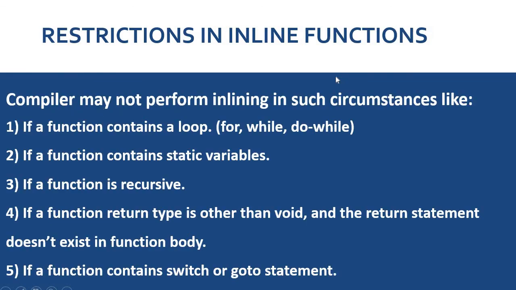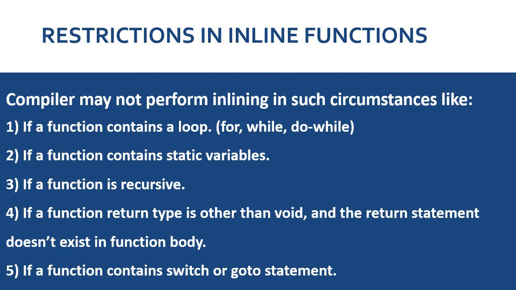So what are the restrictions in inline? Where all we cannot put inline for functions. So there are 5 restrictions. If we have the following pattern of coding inside a function, then we cannot put inline before a function name. If a function contains a loop, automatically, if we have any type of loop, for loop, while loop or do while loop, whatever the loop may be, if we have a loop inside a function, then inline is not applicable. If a function contains a static variable, then we cannot put inline. For a recursive function also we cannot put inline.